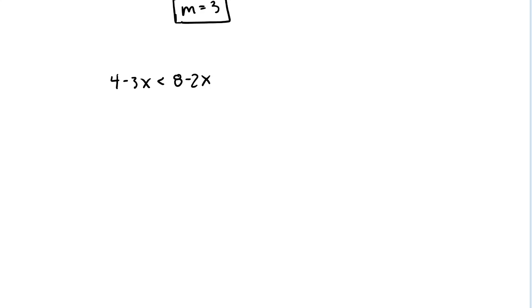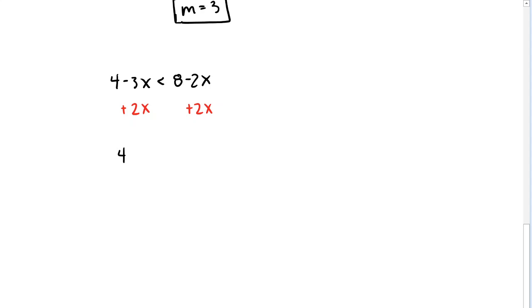I think it might be beneficial for us to, let's see, how should I do this? Let's add 2x to both sides of this equation. I want to get my x variable alone, just like we would for solving an equation. We want to get our x variable alone on one side of this inequality, so I'm going to add 2x to both sides to get rid of the x's on the right side of this inequality.